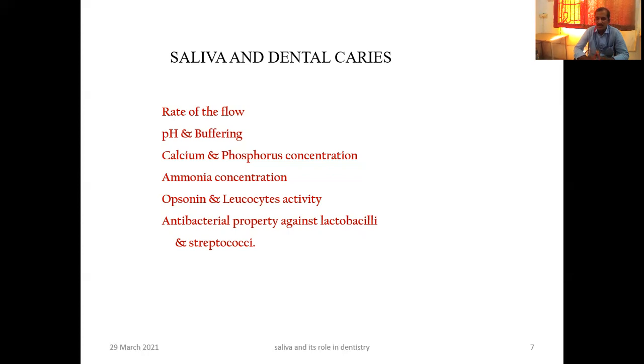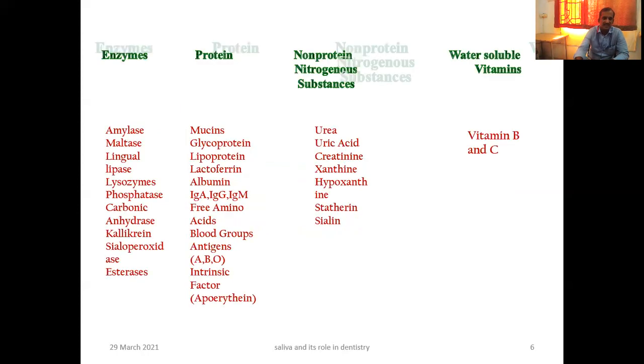Individually, when you speak about the characteristics of saliva, the amount of secretion, the rate of flow, the pH of the saliva, the buffering nature of the saliva, the calcium and phosphorus concentration of the saliva, and the antibacterial property against bacteria are of prime importance in preserving the tooth structure.